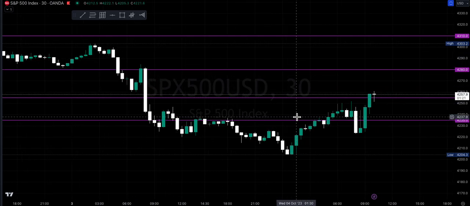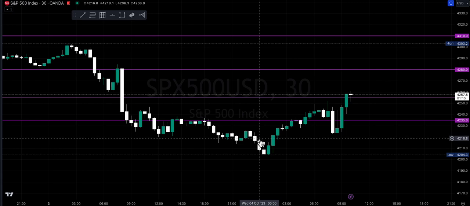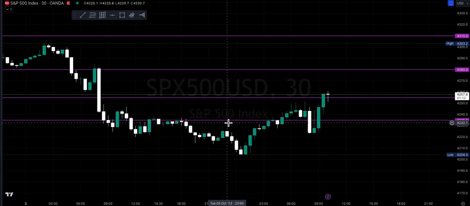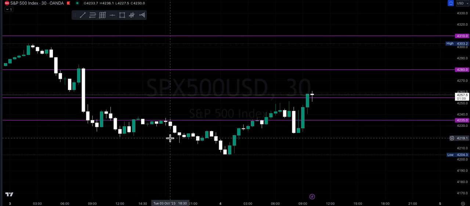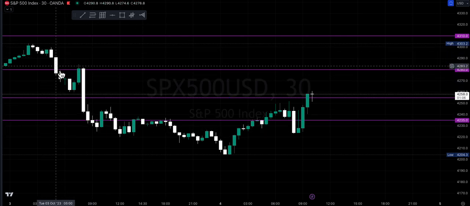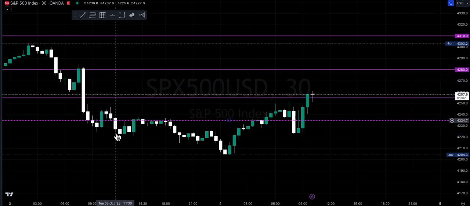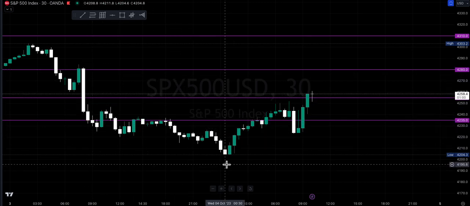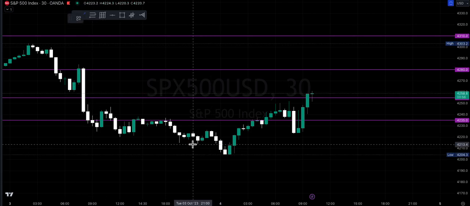This morning, around midnight my time, which is around 2 Eastern time in the morning, the trend was down. We were making lower lows, lower highs, lower lows, lower highs, lower lows, lower highs, lower lows. And just as an example, this is a 30-minute chart.